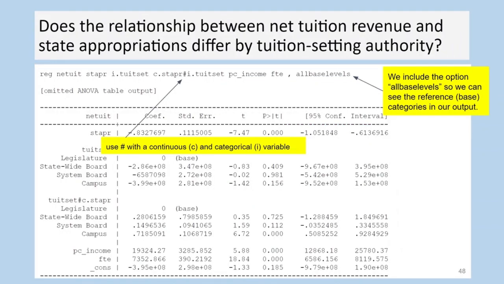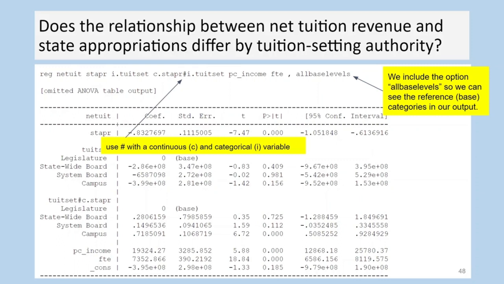So here's another one. And with this one, I included tuition setting authority, right? So net tuition revenue, state appropriations, tuition setting authority. And I apologize ahead of time. I'll be using a lot of finance-related examples because that's my world. Finance. I'm fine with that.